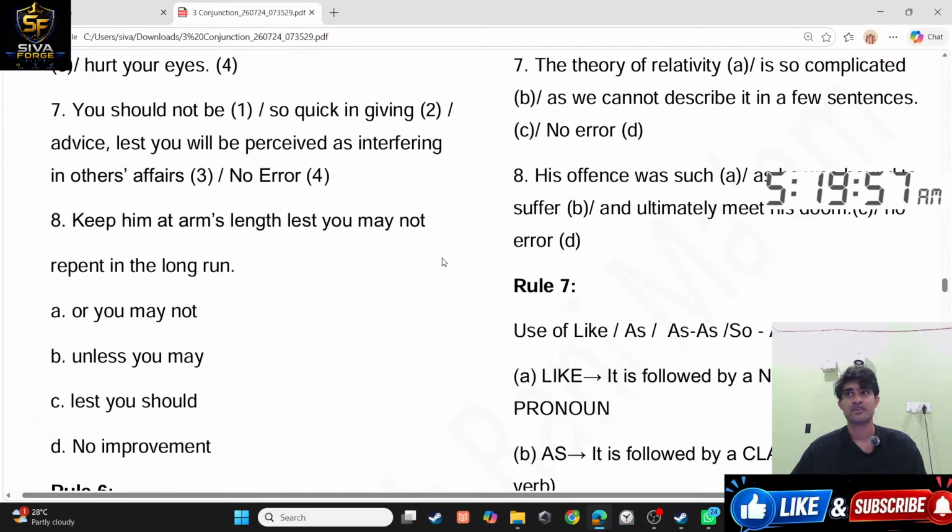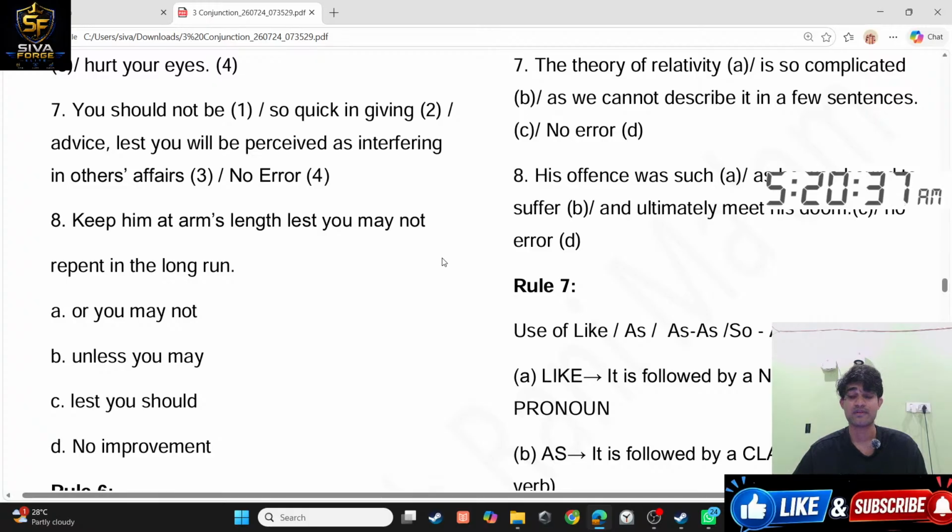4 ones are 4, 4 twos are 8, 4 threes are 12, 4 fours are 16, 4 fives are 20, 4 sixes are 24, 4 sevens are 28, 4 eights are 32, 4 nines are 36, 4 tens are 40, 4 elevens are 44, 4 twelves 48, 4 13s 52, 4 14s 56, 4 15s 60, 4 16s 64, 4 17s 68, 4 18s 72, 4 19s 76, 4 20s 80, 4 21s 84, 4 22s 88, 4 23s 92, 4 24s 96, 4 25s 100.